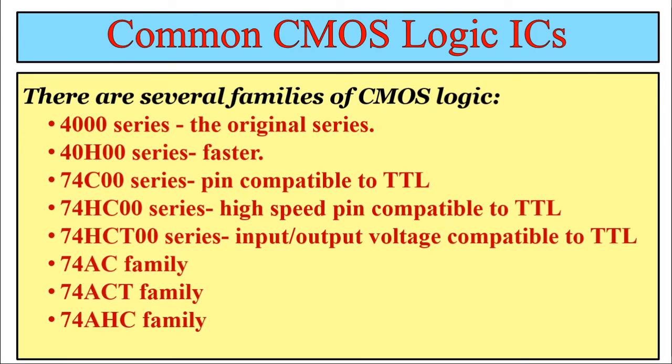Then CMOS logic ICs or common CMOS logic ICs. There are several families of CMOS logic. For example, 4000 series, and this 4000 series is the original series. For example, an example of 4000 series is dual 3 input NOR gate. The next faster series is 40H00, and this is faster than the previous series, that is 4000 series.